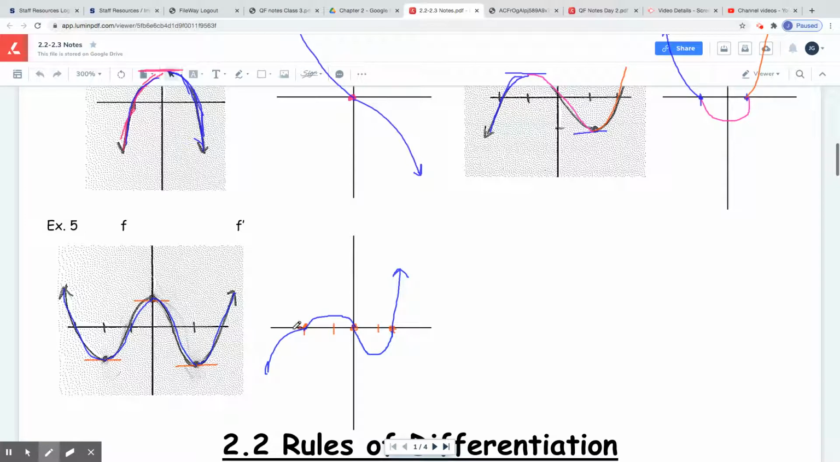So recap: you find the horizontal tangents, the peaks and the valleys. That's where you get these points from, the -2, the 0, and the 2, because that's where the horizontal tangents were, the peaks and the valleys. Then you look, and wherever it's decreasing, that is below for the derivative. Wherever it's increasing, that is above.